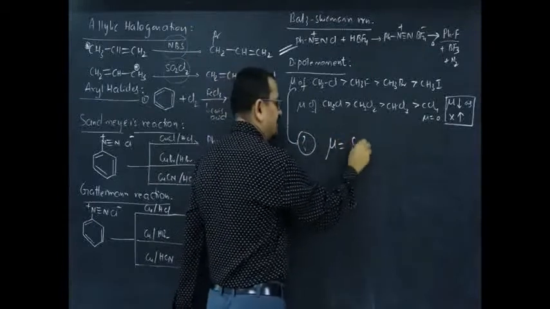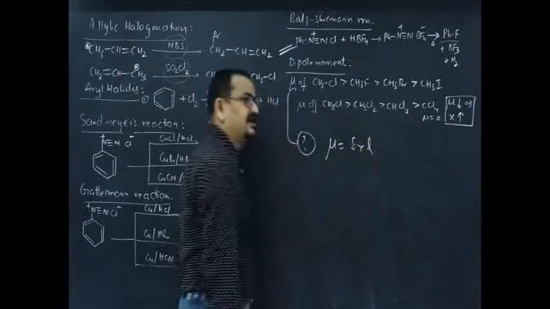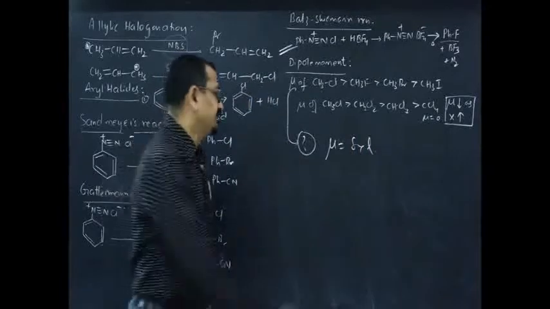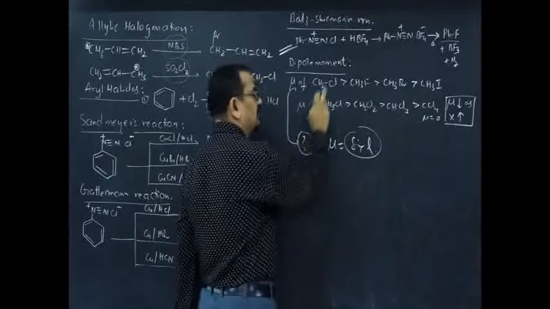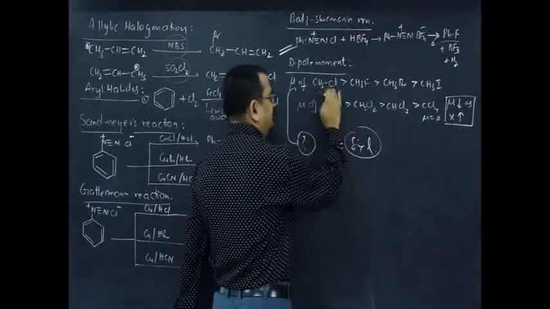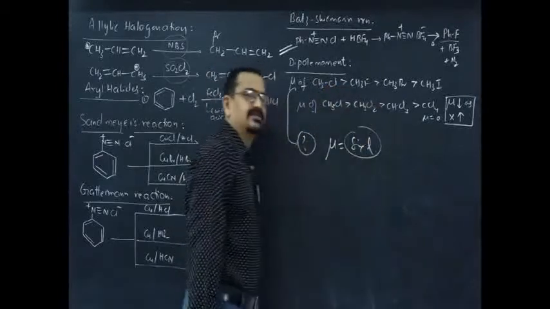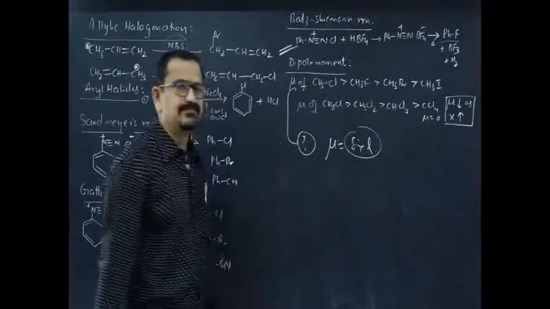Actually, dipole moment is a product of charge and distance between the two poles. As this product is dominating for chloromethane, the dipole moment of methyl chloride is greater than that of methyl fluoride, and the rest of the sequence is as usual.